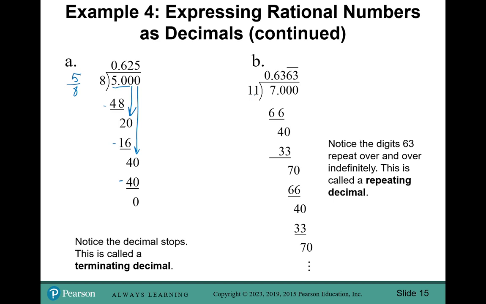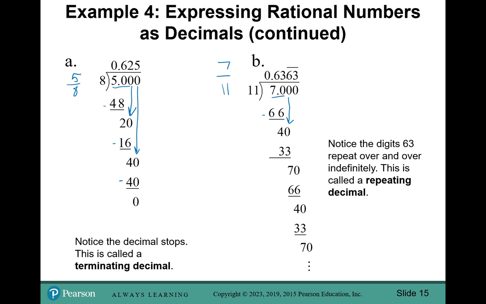Here, if we divide 11 into 7, because our original fraction was 7 over 11, if we do this division, what we see is 11 does not go into 7, but 11 does go into 70. The closest we can get there is a 6. So 11 times 6 is 66. We subtract that. We see, okay, I have 4 remainder. I pull a 0 down.